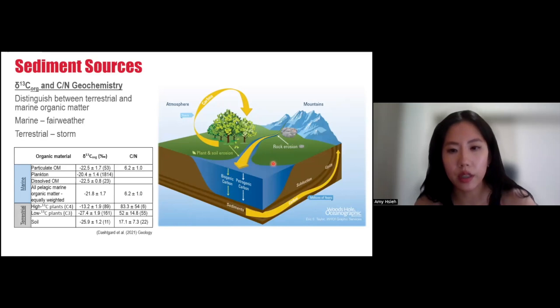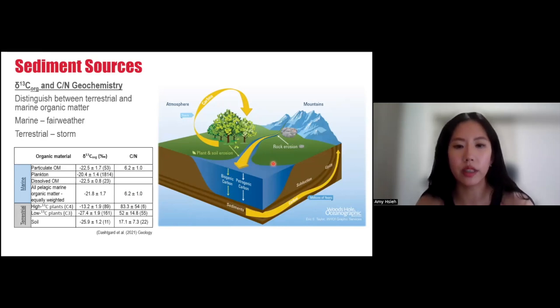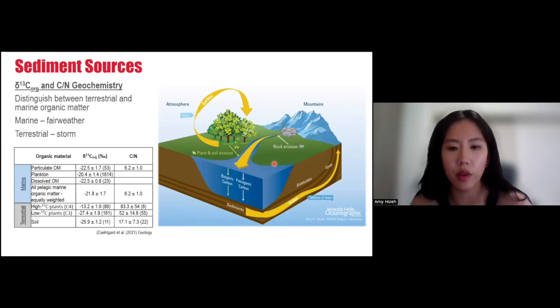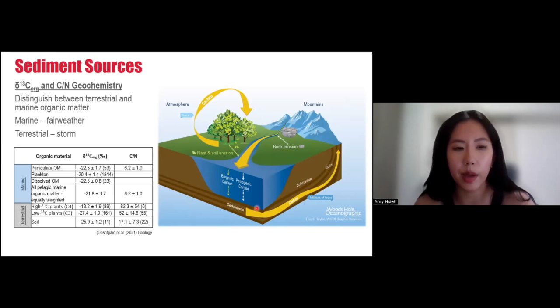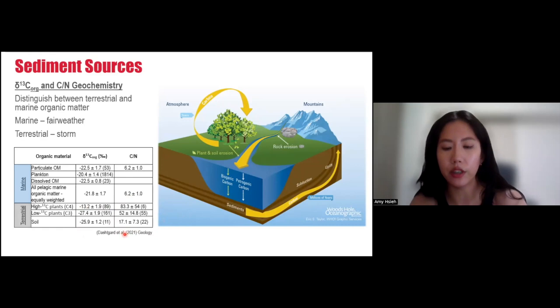Export of terrestrially sourced organic material to the ocean tends to increase under storm conditions with increased precipitation and runoff, and it is characterized by more negative delta carbon-13 values, except for seafloor plants, and higher carbon-nitrogen ratios.